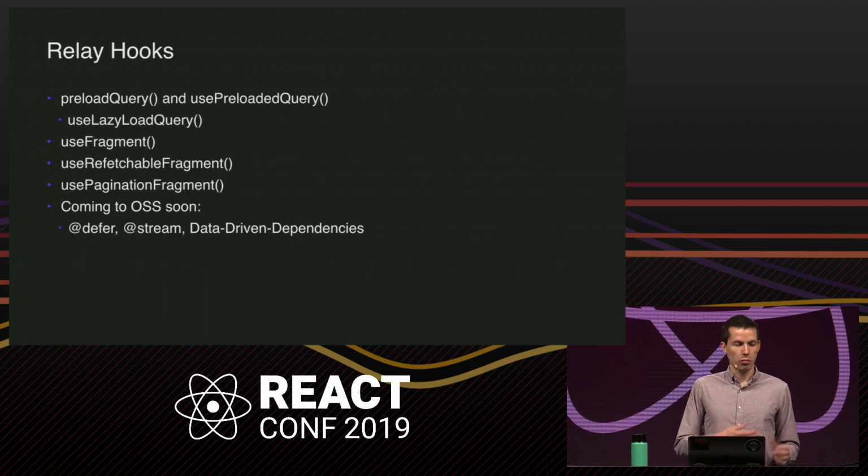So Relay hooks includes the preload query and use preloaded query APIs, as well as the use lazy load query API that I showed. So you can actually look at these APIs, look at the implementation, and see for yourself. It also includes the use fragment hook for co-locating data dependencies in your components and aggregating them, as well as hooks for refetching data and for paginating over lists. And coming soon to open source are support for defer, stream, and data-driven dependencies, which Ashley showed yesterday.